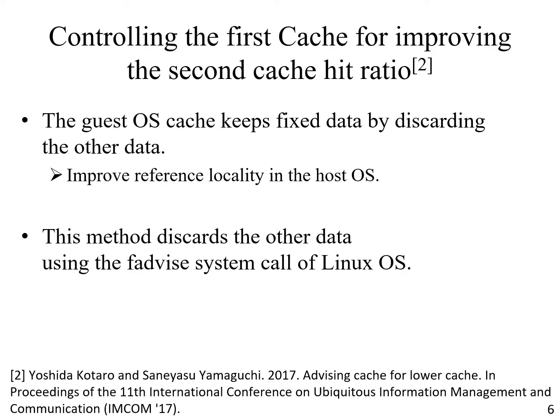This is controlling the first cache, for improving the second cache hit ratio. In this method, the guest OS cache keeps fixed state by discarding the other data. Then, it improves the reference locality in the host OS cache. This method discards the other data using the fadvise system call of Linux.